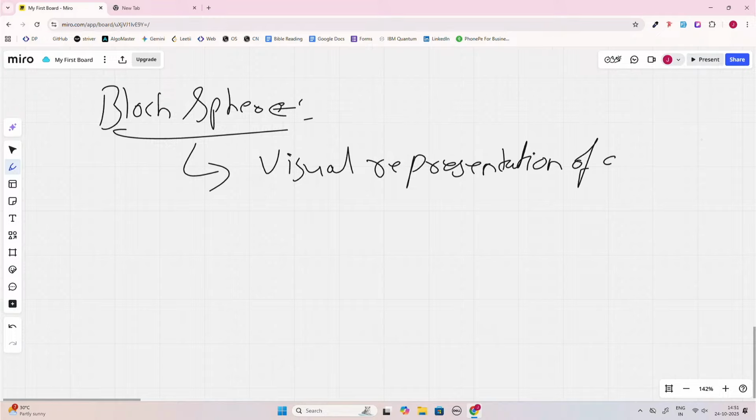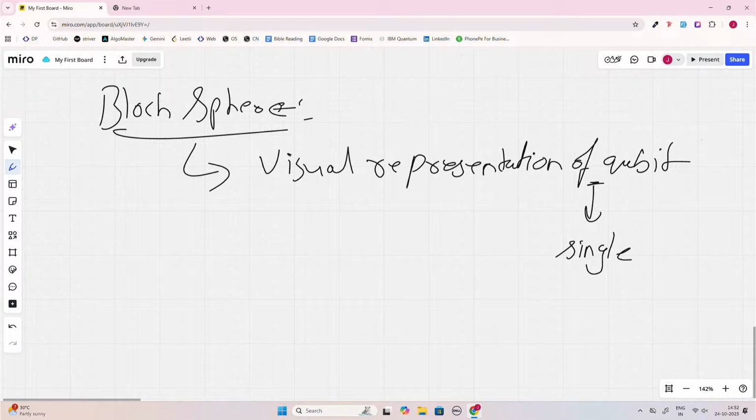Simply put, a visual representation of a qubit, and here just add one word, single qubit. The visual representation of only a single qubit is done by using the Bloch sphere. Only a single one, not multiple qubits. For example, if I have two qubits I cannot show them in a single Bloch sphere. In order to represent two qubits, I need two Bloch spheres.